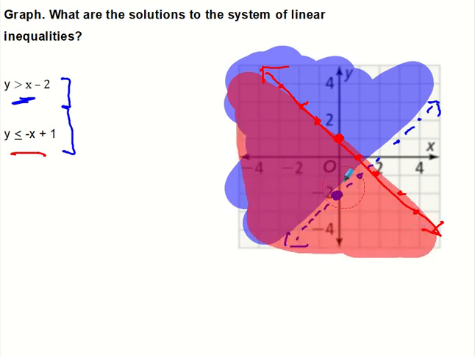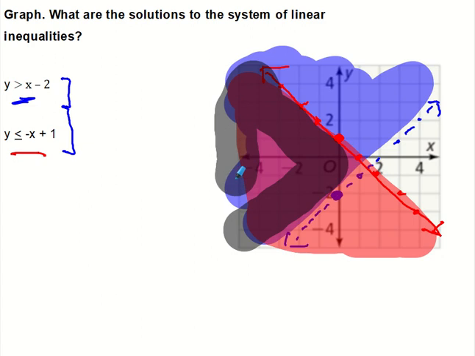Now the solution to the system is where the two shaded regions overlap. That would be this section right here. That's why we shade nice and light, because then we can darken the actual solution. This whole section of the graph, all of these combinations of x and y, are solutions to both inequalities. Like if I look at the point (0, 0).